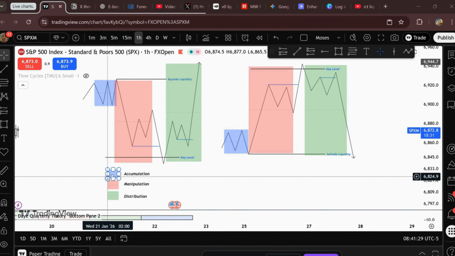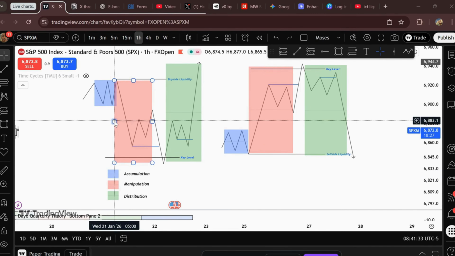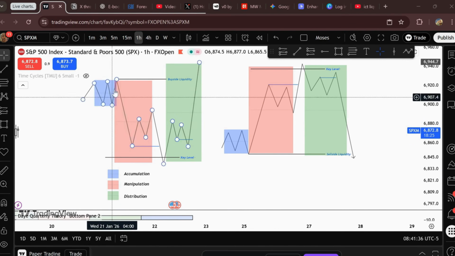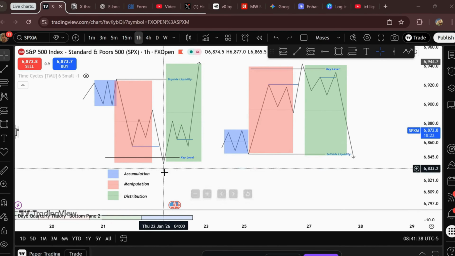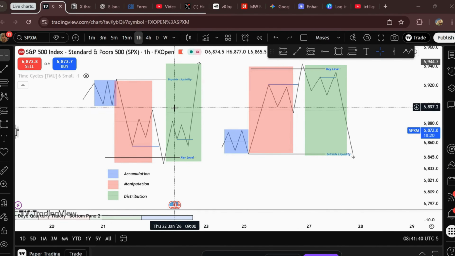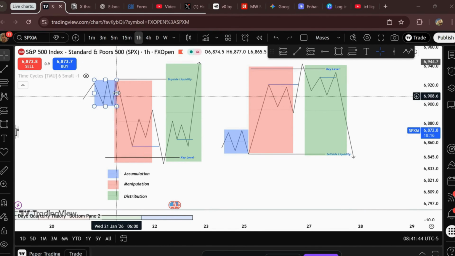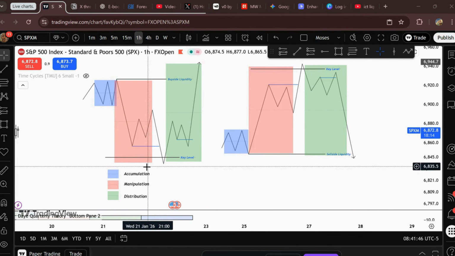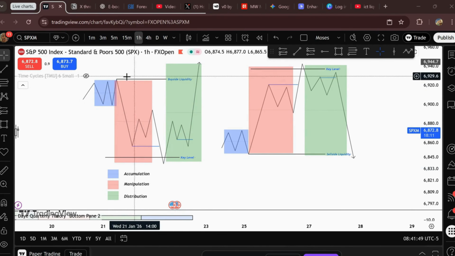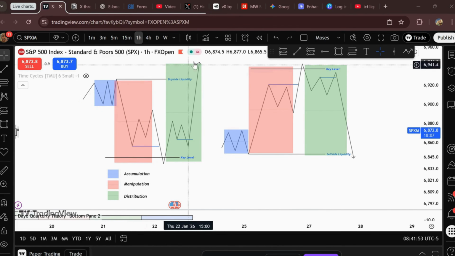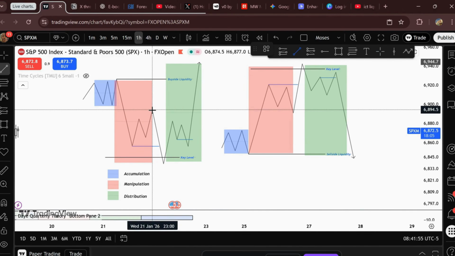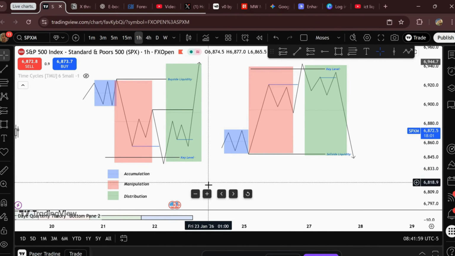And then after that accumulation, what we will normally want to see is a manipulation. Okay, we want to see manipulation, and then we want to see distribution. So if it is in a bullish environment, we want to see manipulation downward, then a distribution upward to the accumulated buy side liquidities resting above all these highs. Okay, that's what we want to see every time we look at the market.